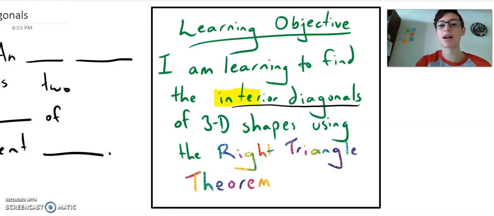I underlined that. I'm going to highlight it because that's some new vocab that we got there. Of three-dimensional shapes. Those are things that are existent in our world. They have at least three measurements to define them using the right triangle theorem. Let's get started by just reminding ourselves what that right triangle theorem is.